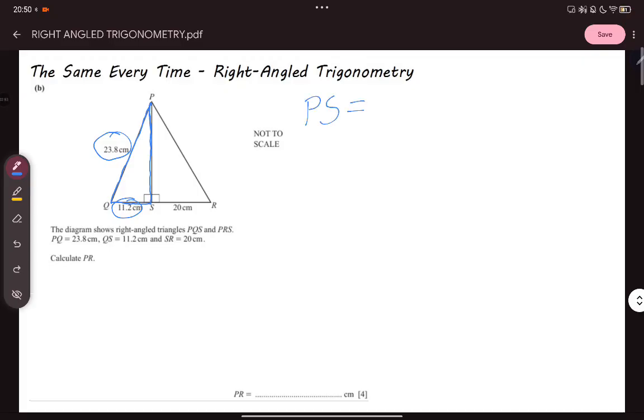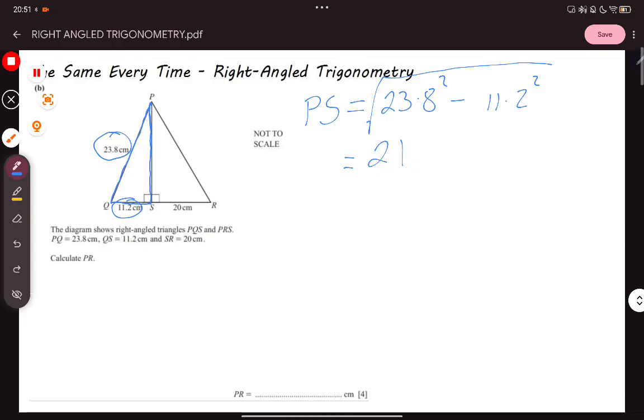So side P to S is going to be square, square, subtract, square root. Have a look at the videos about Pythagoras theorem if you're not sure about this. So 23.8 squared minus 11.2 squared inside a square root, and that gives me 21. So I know that P to S now is 21, so P to S is 21 centimeters.